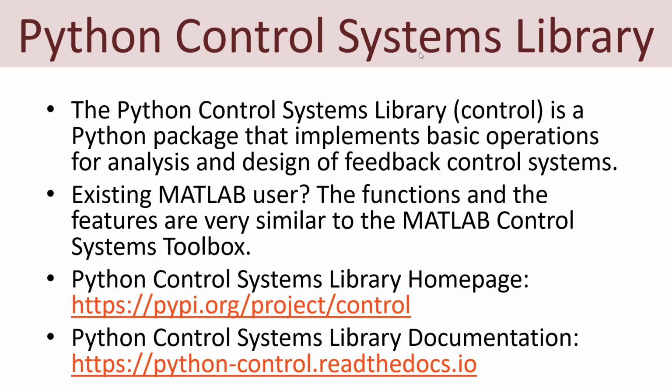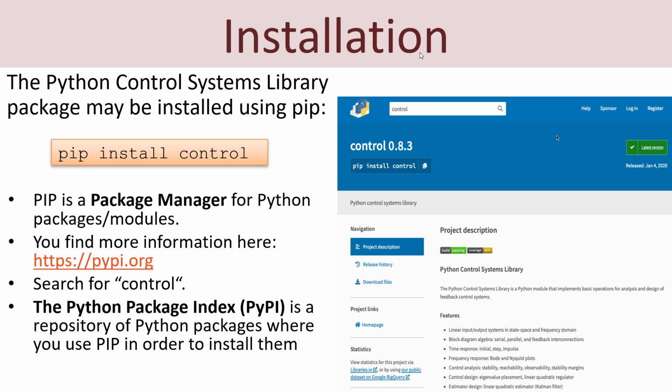This library is not part of the standard Anaconda distribution, so you need to install it separately. It's very easy to install. You just type pip install control, which is the name of the library. So pip is a package manager for installing Python packages. You find more information about pip and the package manager at this location. But let's just show how you can install this Python Control Systems Library using pip.